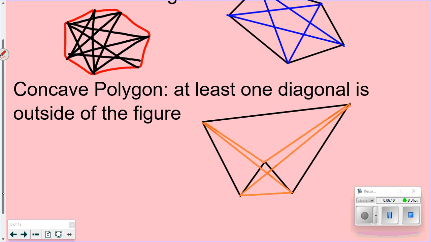So for example, if I would draw a star, and I'd say, okay, connect the vertices, and I connect them like this, and this, and this, and this. This would be a concave polygon because these two right here are on the outside of the figure. So concave and convex, two vocabulary words you need to know.